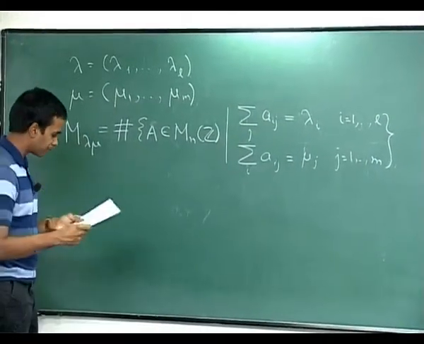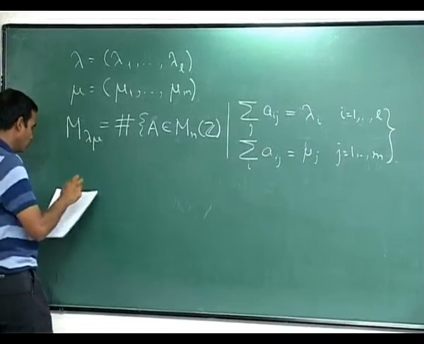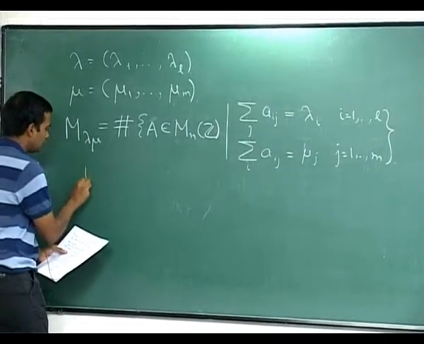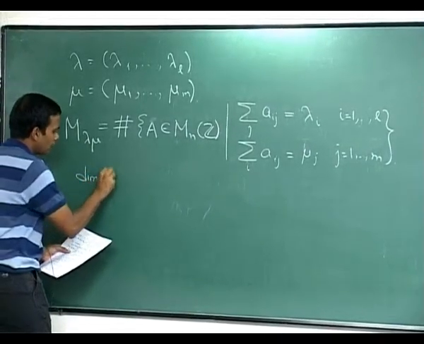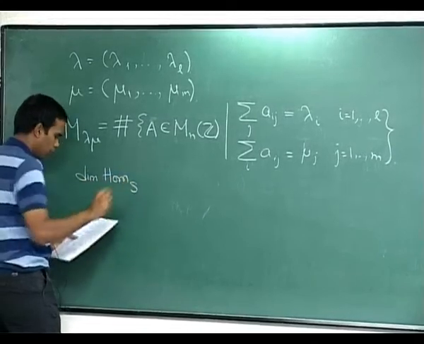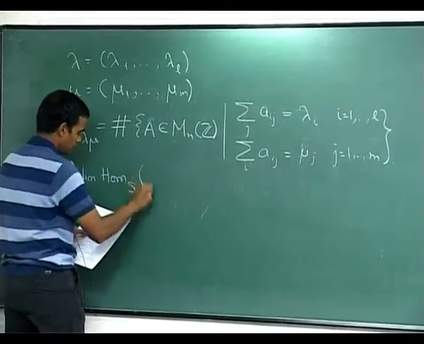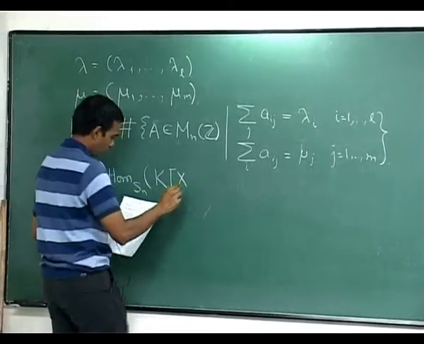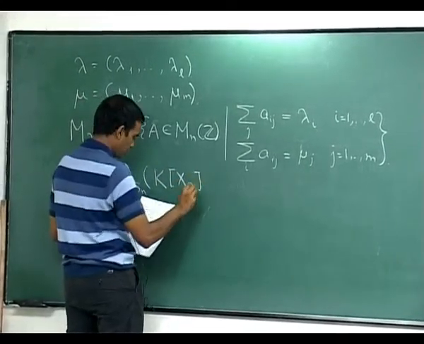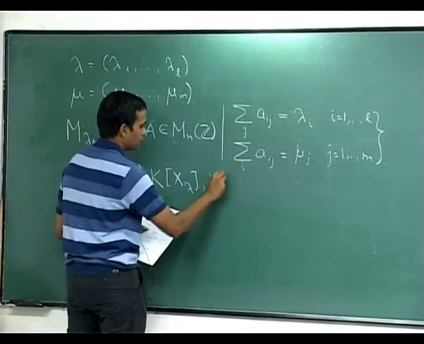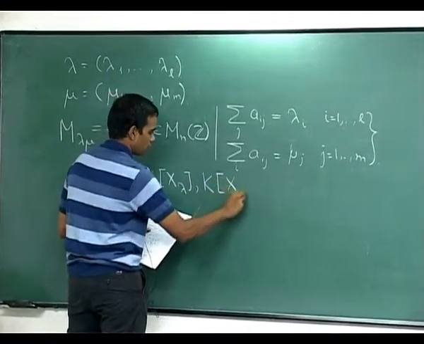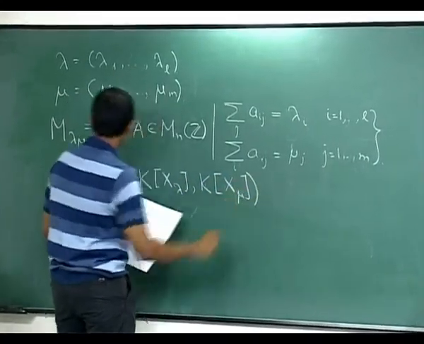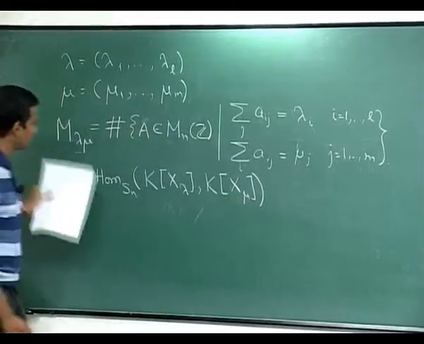Right? And we proved that if you compute the dimension of the homomorphism between two partition representations, this number is just m lambda mu.